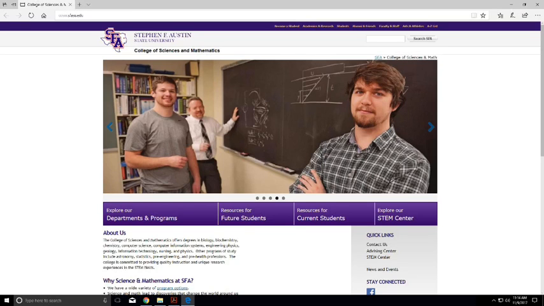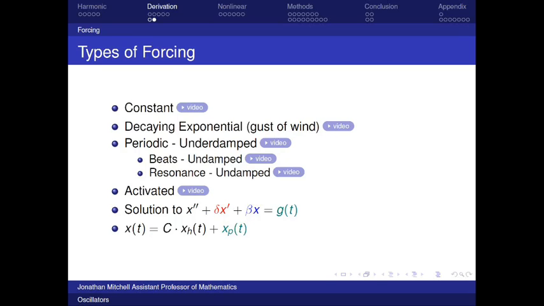Maybe we have an example where you have periodic forcing. So now the forcing is like a sine or a cosine. So you could think of a gust going this way, and then back this way, and then going this way. Maybe a gust of wind isn't the right analogy.